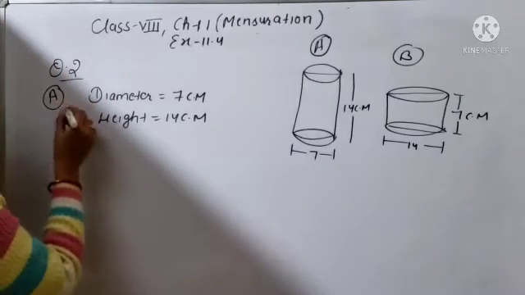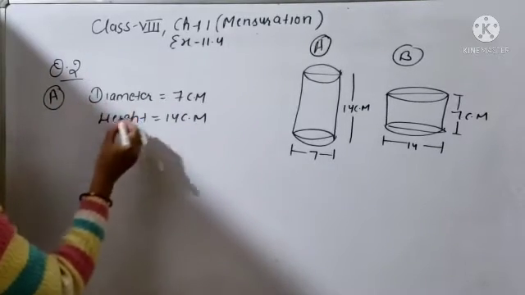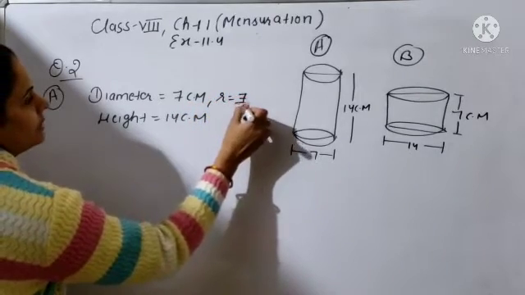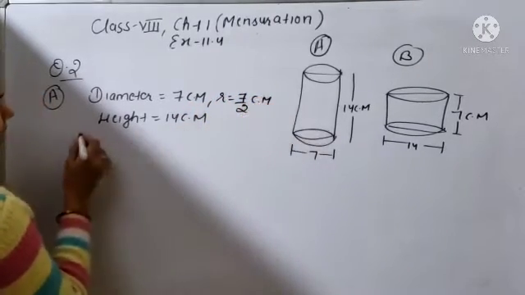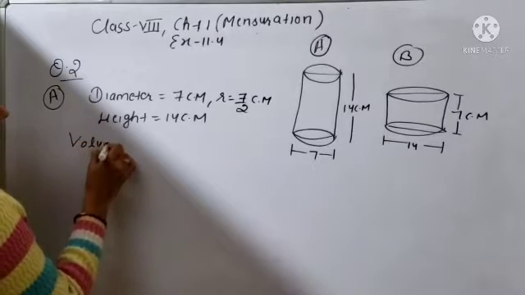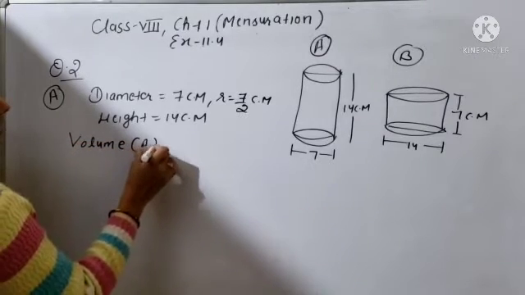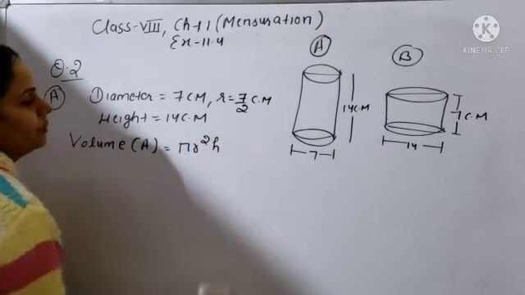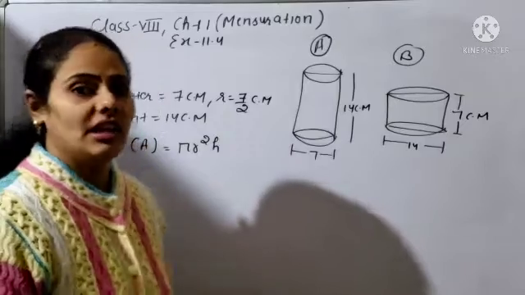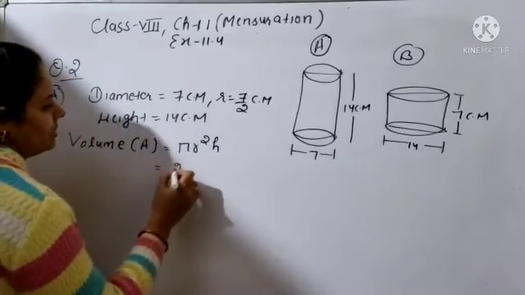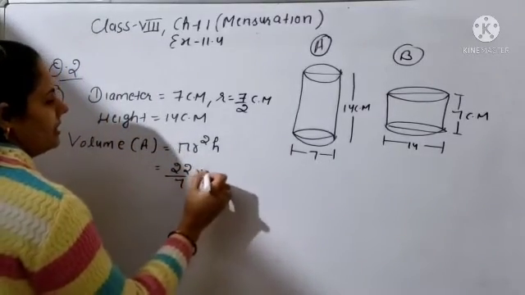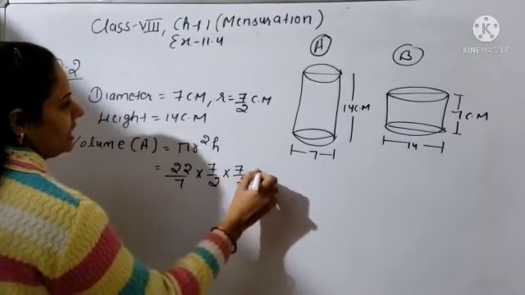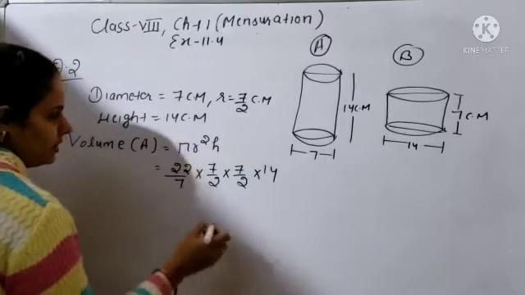First of all, the diameter of cylinder A is 7 centimeter. So the radius will be 7 by 2 centimeter and height is 14. Now what will be the volume? The volume of cylinder A will be pi r square h. The formula of the volume is pi r square h. Now pi is 22 by 7, r square means 7 by 2 into 7 by 2, and h is 14, so you will put it as it is, 14.